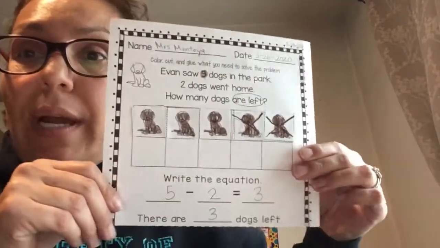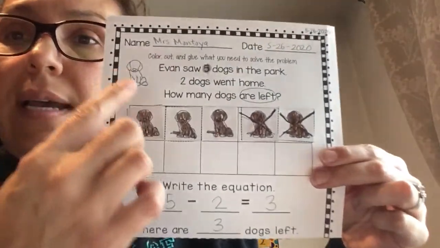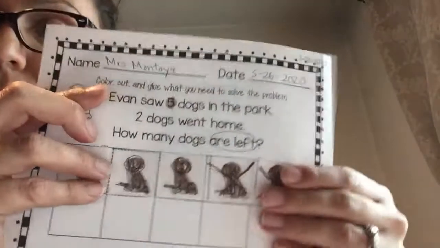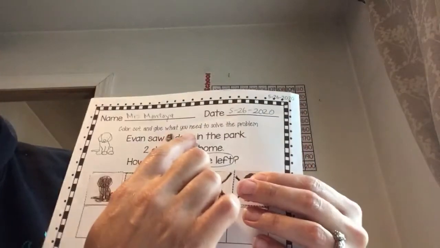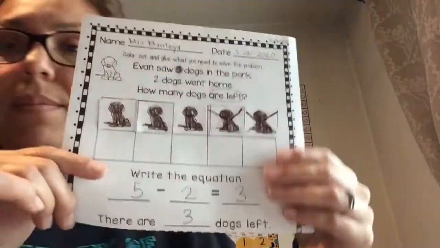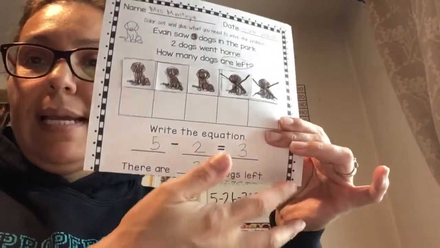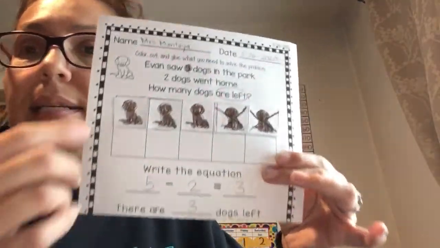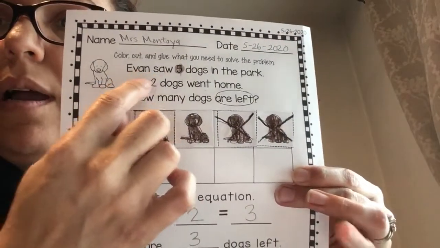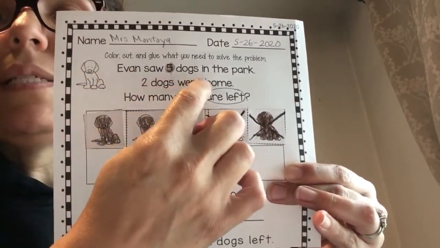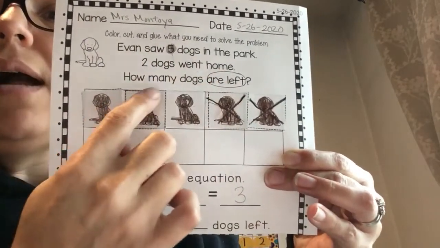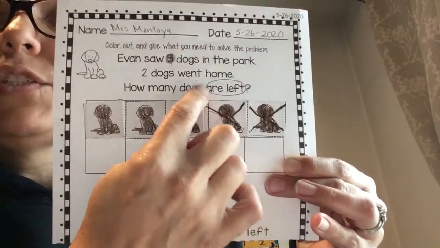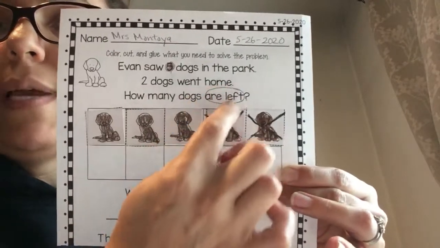Now, like I said, there is a separate math video, but let me quickly read it to you in case you want to try it before you watch the video. The directions say color, cut, and glue what you need to solve the problem. So at the bottom, there were like 10 doggies. It says, Evan saw 5 dogs in the park. 2 dogs went home. How many dogs are left?